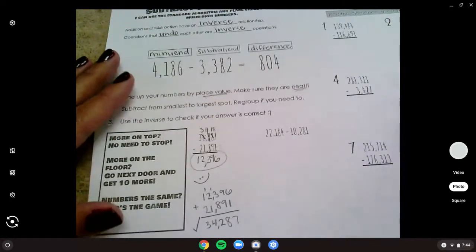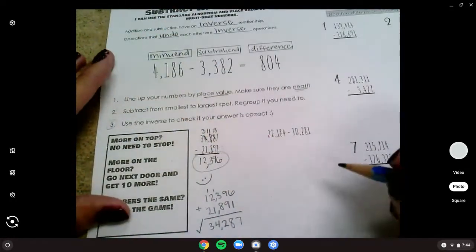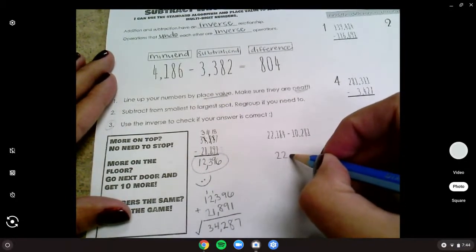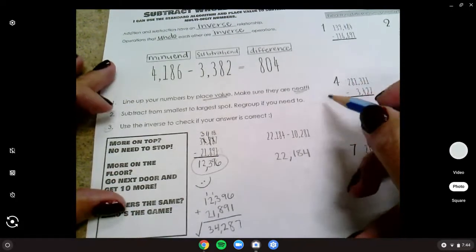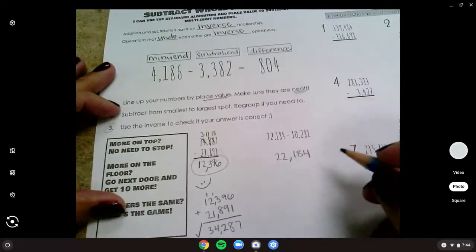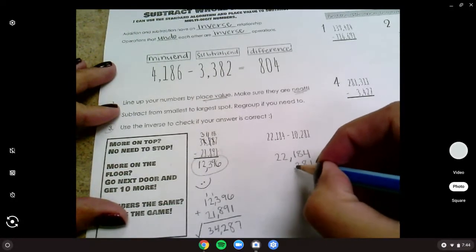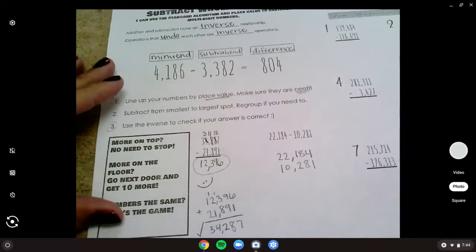Alright. Now I'm ready to do this one. Now I have to do these 3 steps over again. First, I need to make sure I line up my numbers by place value. 22,184. Now I'm going to put my next one, my subtrahend, underneath, and I'm going to work backwards. Remember how I can do that to make sure my numbers get lined up right? Because if my numbers aren't lined up right, my problem's going to be wrong.